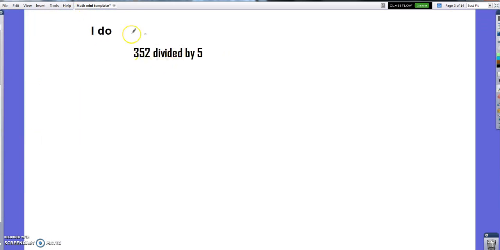So I'm going to go back. This is a whole number. There is no decimal here, but that may change in a moment. So I want to work this problem out real quick. 352 divided by 5. I know I'm going to have a remainder. I picked this because I know I can't divide this number evenly by 5, since it doesn't end with a 5 or a 0. So I picked this because I know I'll have a remainder.